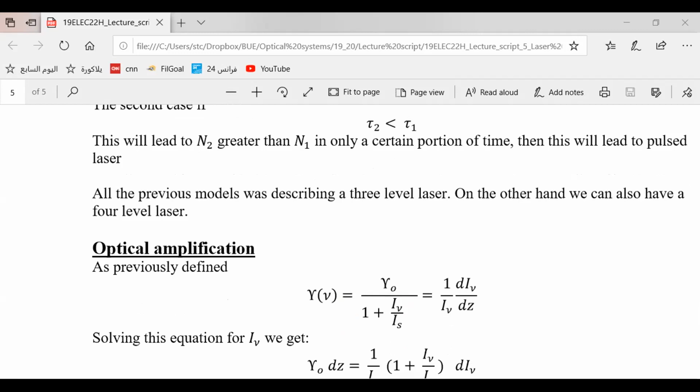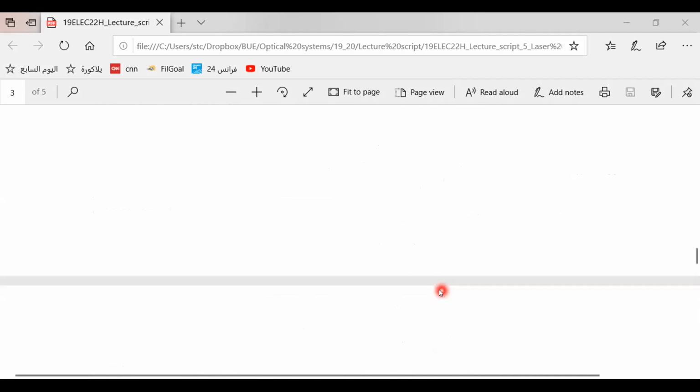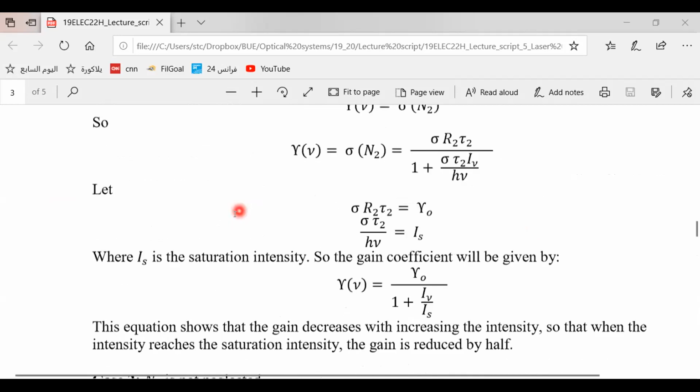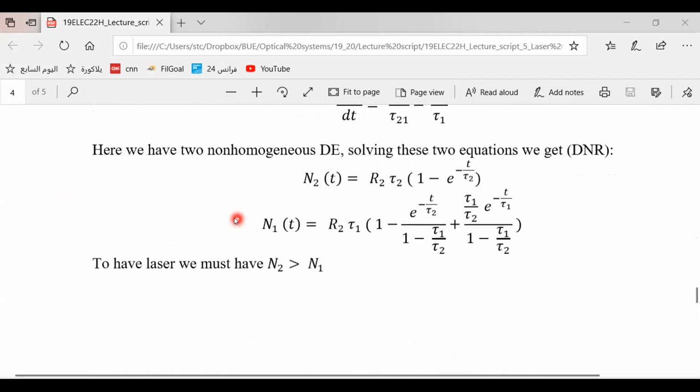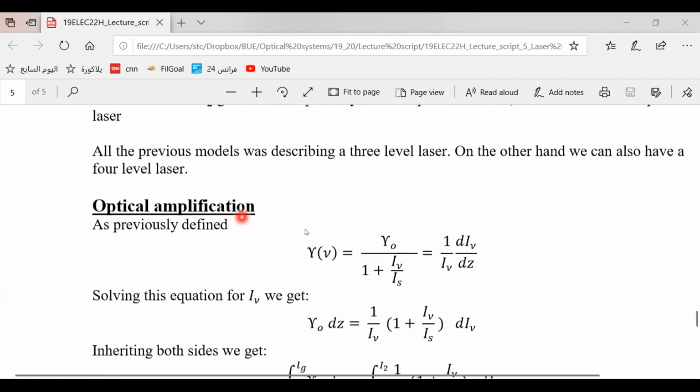However, as you know, dI by dz equals gamma times I. If you remember, we made it more than one time actually. You will find it in the middle of the lecture, I think. Yes, there. dI by dz equals gamma times I. So you can say that gamma equals 1 over I dI by dz. Okay, so this is the equation. Gamma equals gamma naught over 1 plus I mu over IS equals 1 over I mu dI by dz.